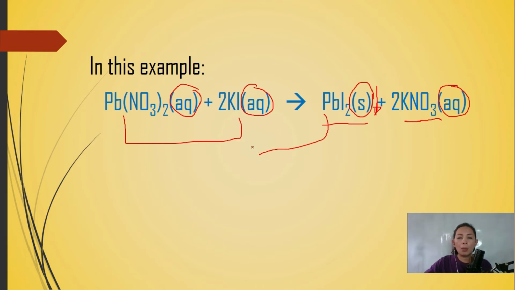So why is it that this is a precipitation reaction? Simply because one of the products is an insoluble substance, or it produces what we call a precipitate. Okay, do you understand? Okay, very good.